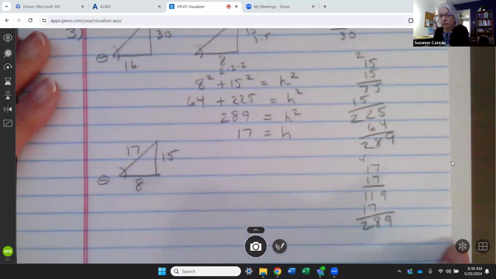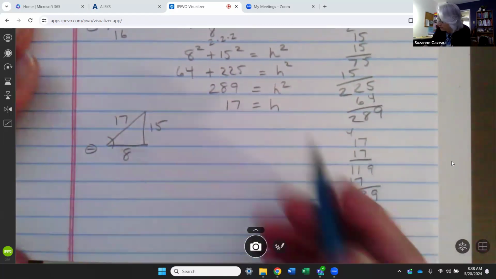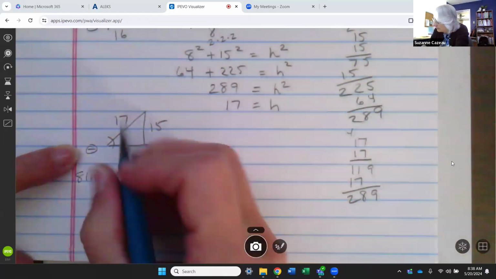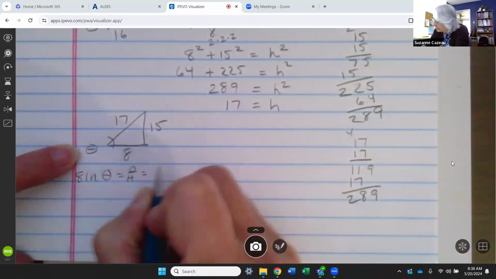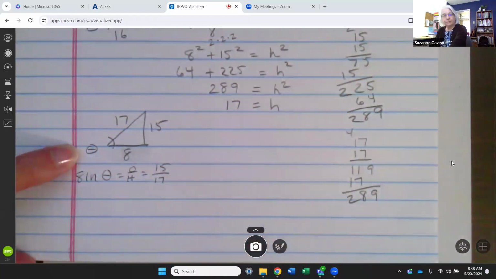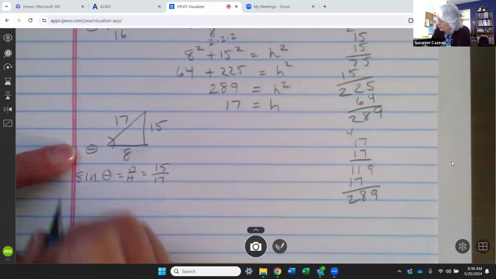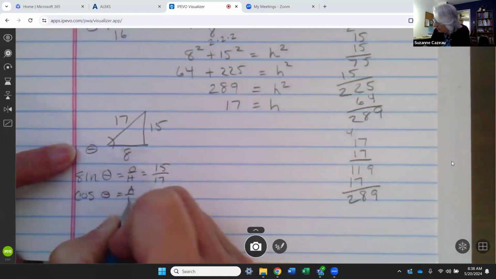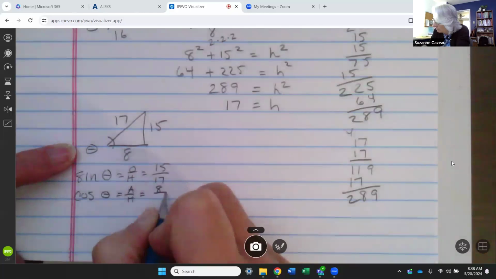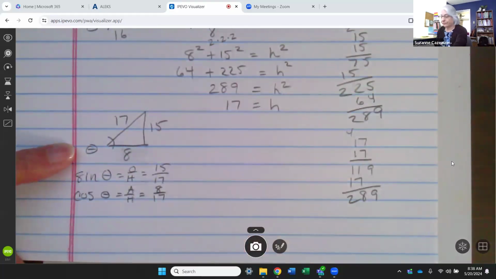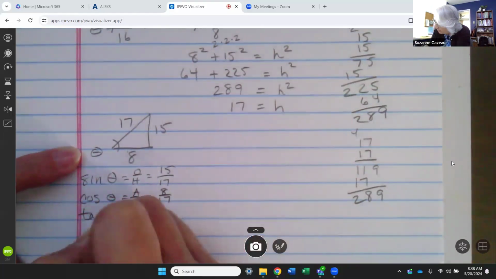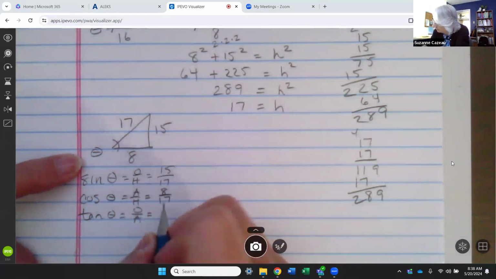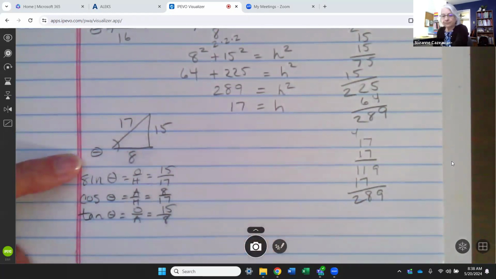And now I can do my SOHCAHTOA. The sine of theta, well, that's opposite over hypotenuse. So 15 over 17. And cosine of theta is adjacent over hypotenuse. So that's 8 over 17. Tangent of theta is opposite over adjacent. So that's going to be 15 over 8.